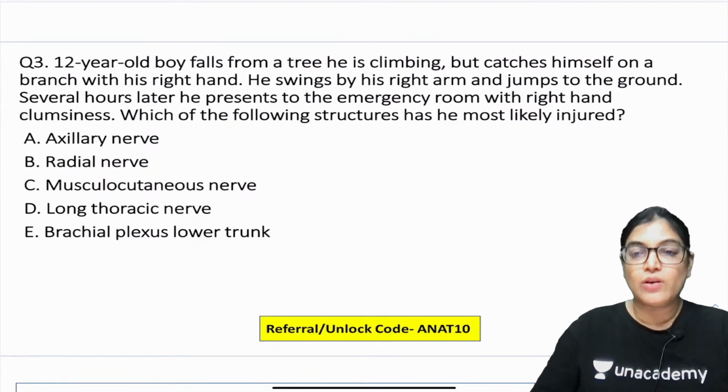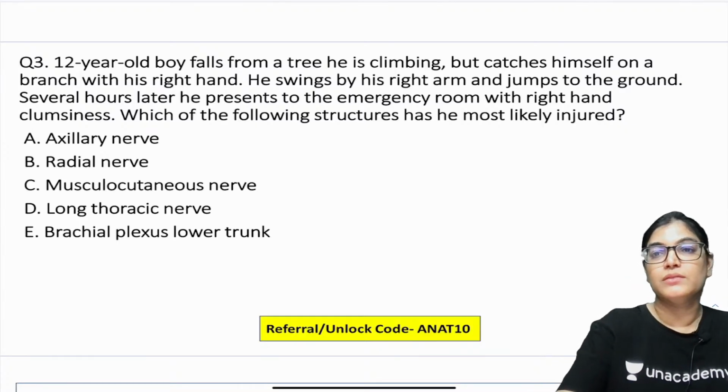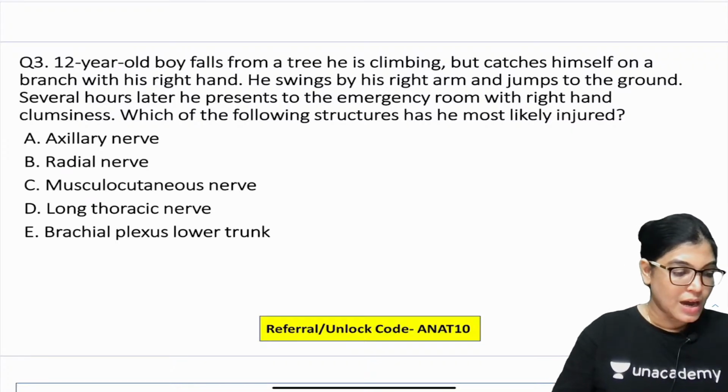The mode of injury, or the mechanism of injury, is shown here. Okay, so mark the correct answer. Question number 3, mark the correct answer. Your time begins now, all of you.